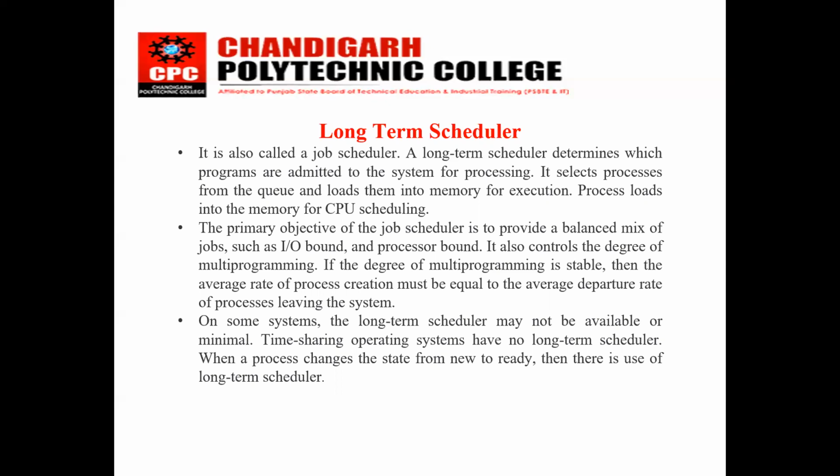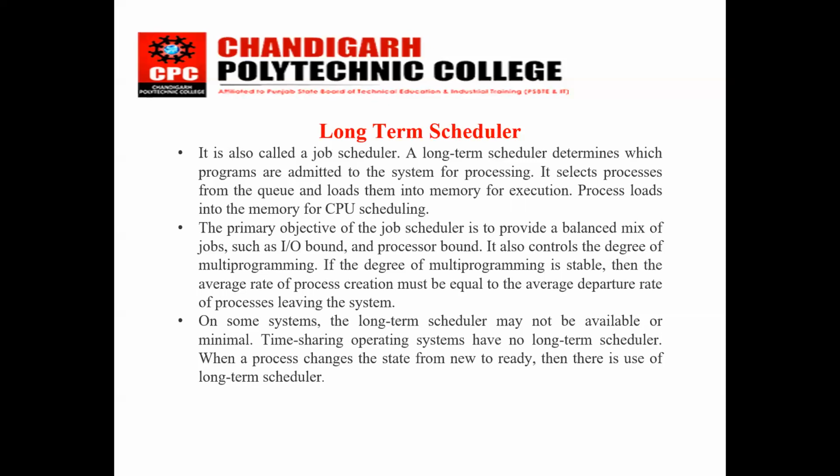That means when processor utilization is low, the long-term scheduler provides more processor-bound jobs, and when the processor is busy, it provides more input-output related jobs. A long-term scheduler is invoked when a complete batch of jobs goes out from the system. The primary objective of the job scheduler is to provide a balanced mix of jobs, such as input-output bound and processor bound. It also controls the degree of multi-programming.